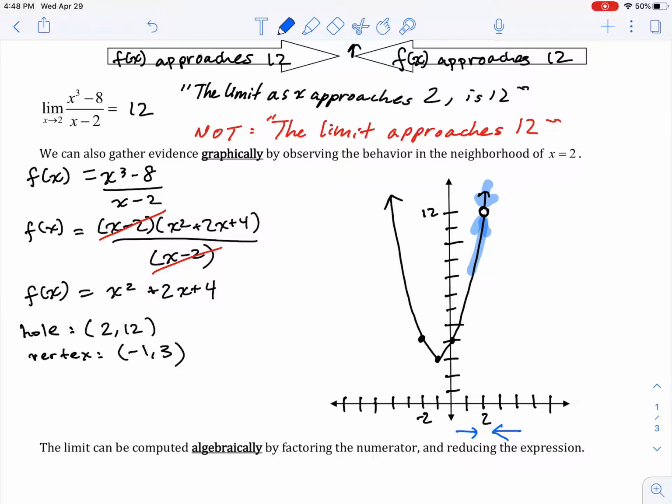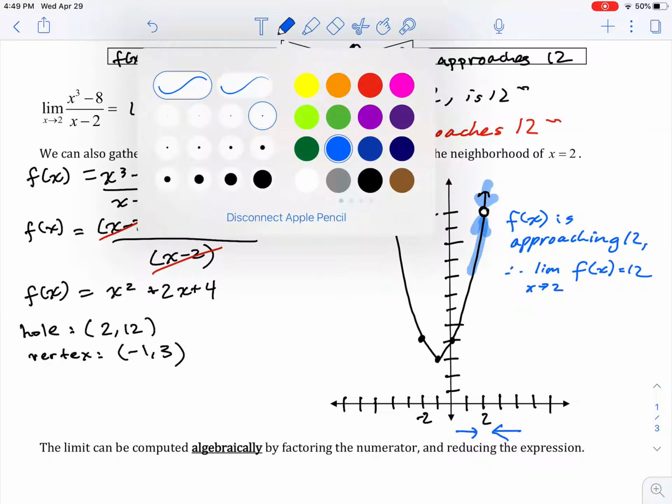So we can state the following. We can say f of x is approaching 12. Therefore, the limit as x approaches 2 of this function is equal to 12. And we're just looking at this graphically right now. Just visually, what does it look like our function is giving us as we approach a specific value?